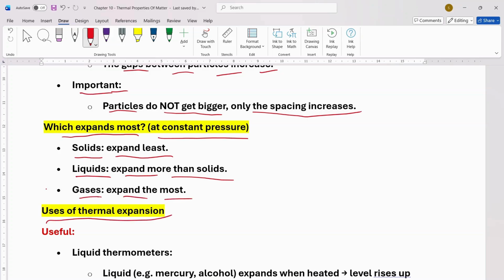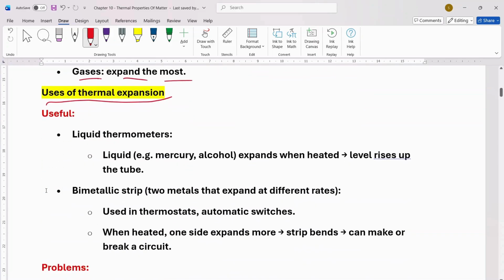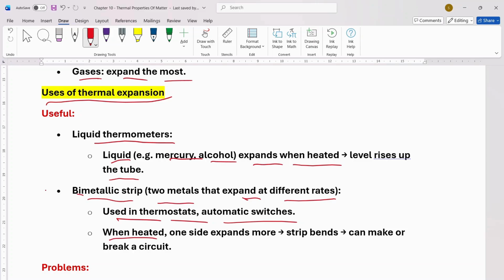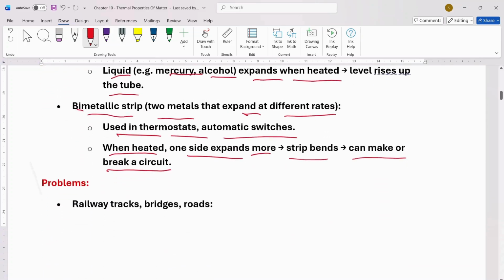Uses of thermal expansion. Liquid thermometer. Liquids, for example mercury or alcohol, expand when heated. The level rises up the tube. Bimetallic strip: two metals that expand at different rates. Used in thermostats and automatic switches. When heated, one side expands more. The strip bends and can make or break a circuit.